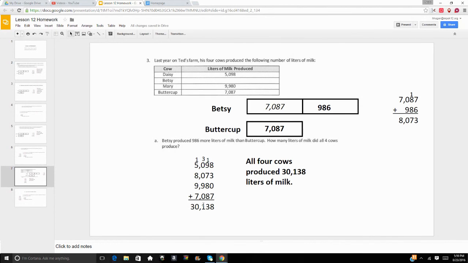9 plus 3 is 12. And let's see if I did this one right. 9 plus 8 is 17, plus 7 is 24, 25, 30. So all 4 cows produced 30,238 liters of milk.